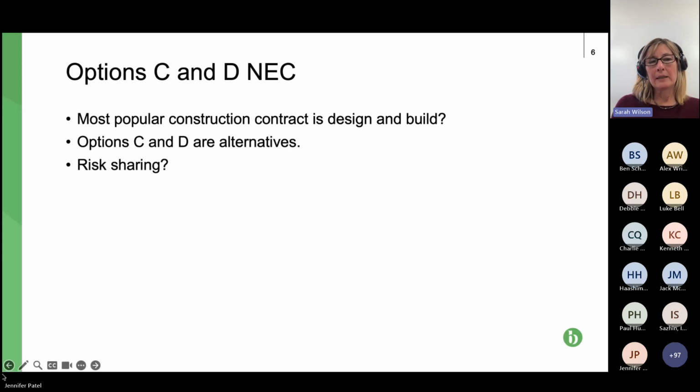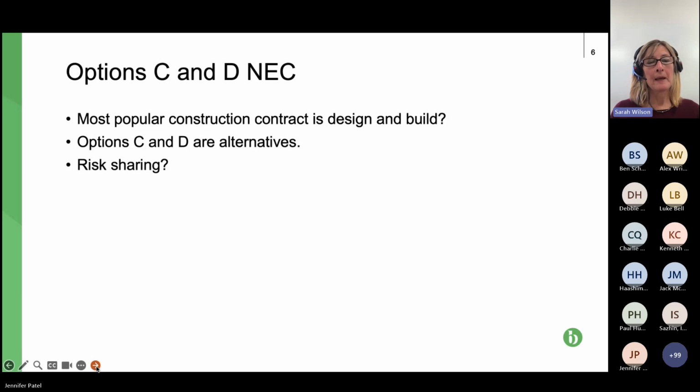Okay, so I've already made this point. I've said here the most popular construction contract in the UK, not necessarily abroad, is a design and build. So all of these pricing options can apply whether the contract is design and build or just the build options.